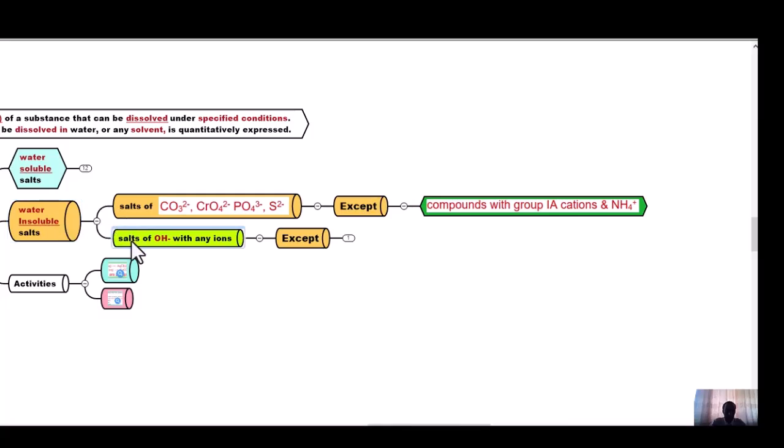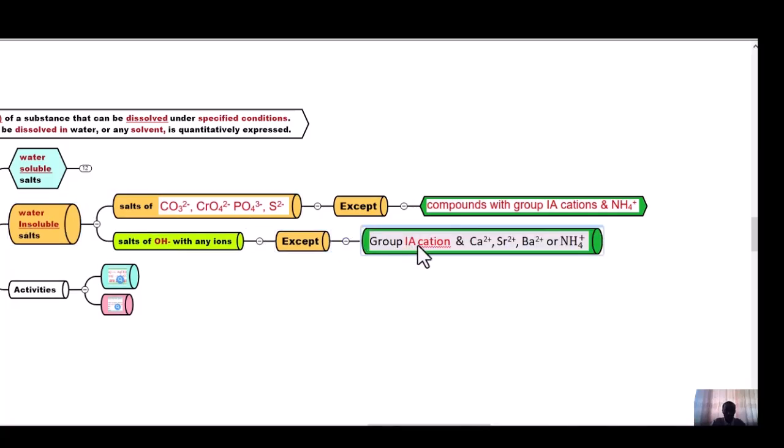Another rule is that salts of hydroxide ion with any anion are insoluble in water except group 1 cations, group 2 cations of this, and ammonia. That means calcium hydroxide is soluble in water. Calcium hydroxide is soluble in water and strontium hydroxide is soluble in water. Ammonium hydroxide is soluble in water.